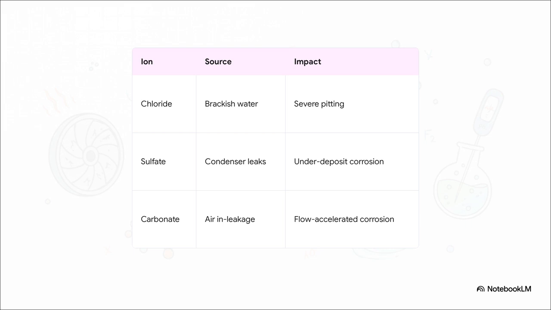Finally, carbonates and carbon dioxide. When air leaks into the condenser, CO2 gets into the water, drops the pH in the early condensates, and promotes rapid flow-accelerated corrosion. It's a real mess.